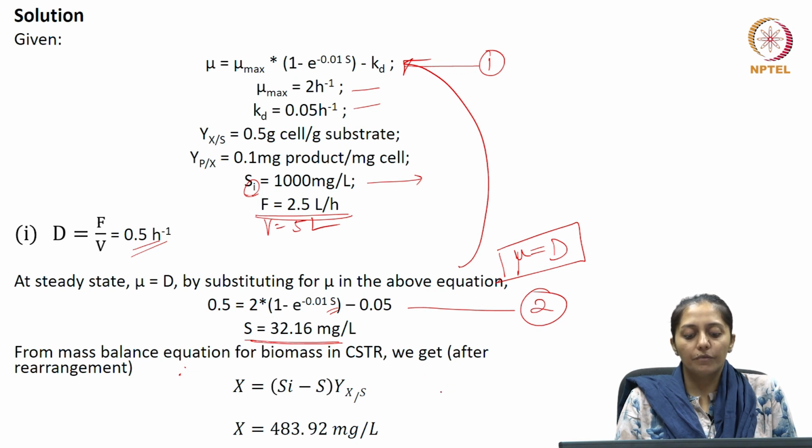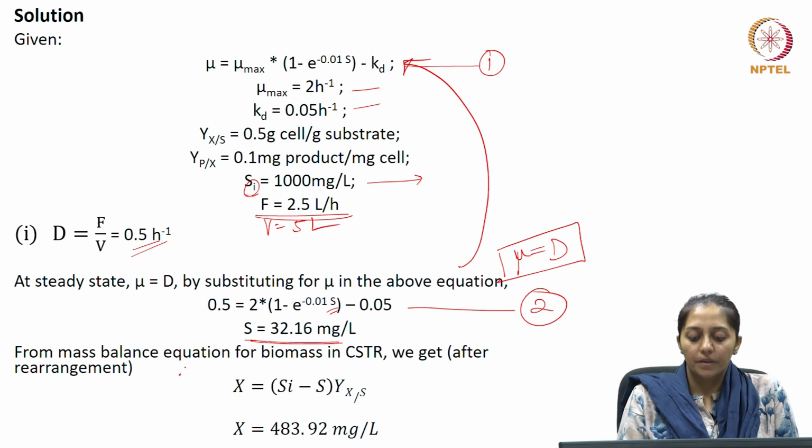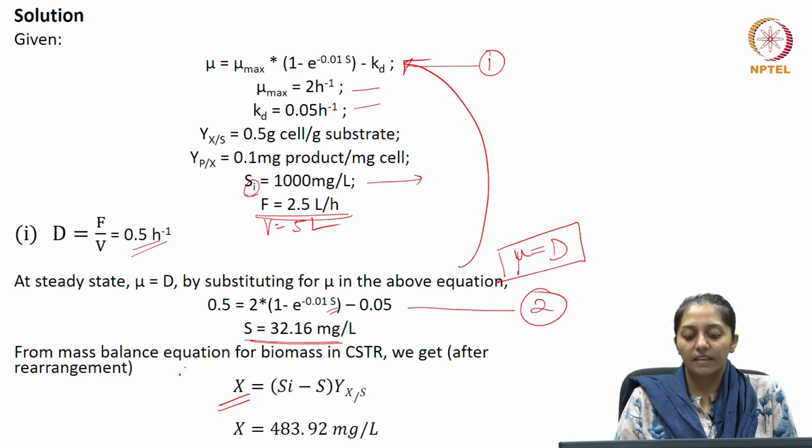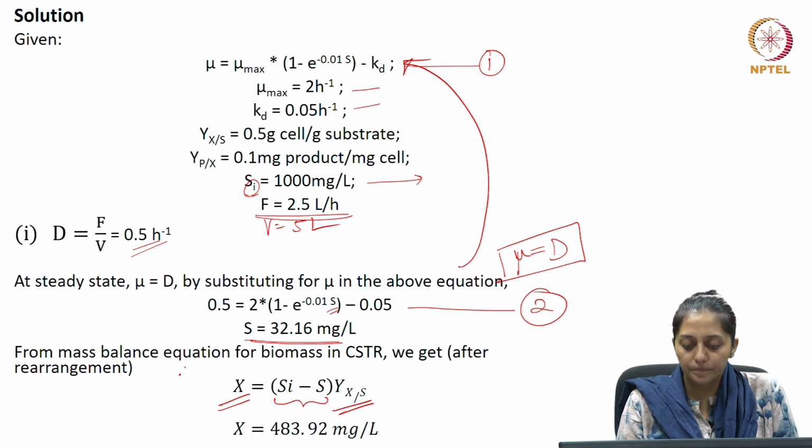So now in order to find the biomass produced at steady state, if you do a mass balance for the substrate and then do rearrangement, you will find that the biomass produced at steady state can be given as Si, which is the substrate inlet concentration, minus S, the steady state substrate concentration, multiplied by the yield coefficient.